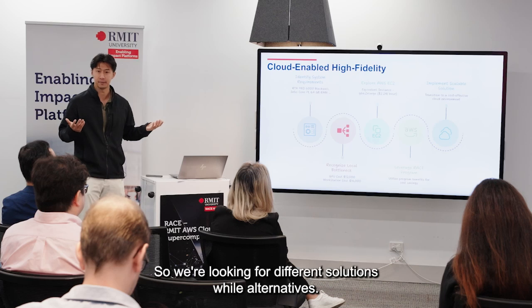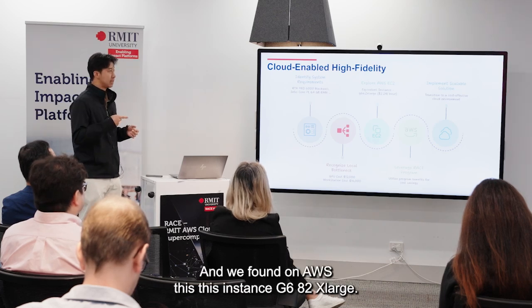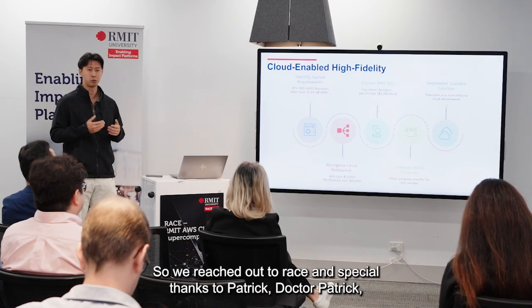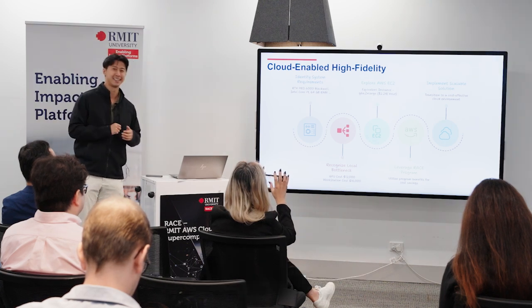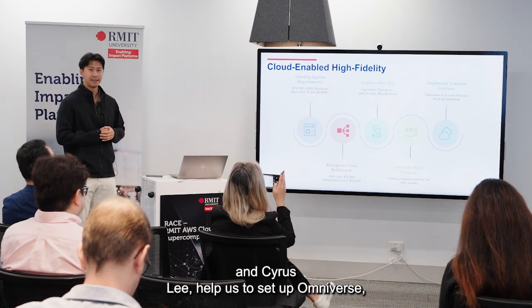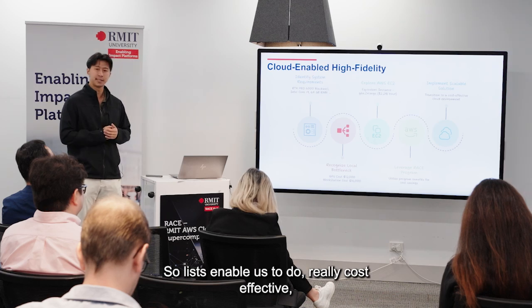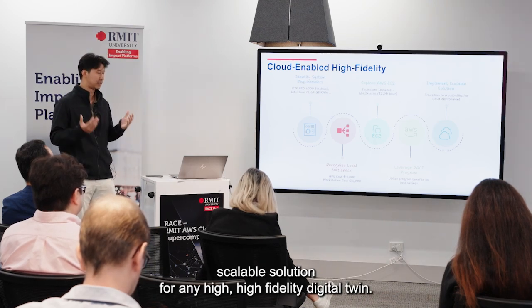What are the alternatives? We found on AWS this instance, G6e.2xlarge, and it's only $2 an hour. So we reached out to RACE, and special thanks to Dr. Patrick and Cyrus. They helped us set up the Omniverse Nucleus server as well as the Omniverse application. This enabled us to do a really cost-effective, scalable solution for any high-fidelity digital twin.